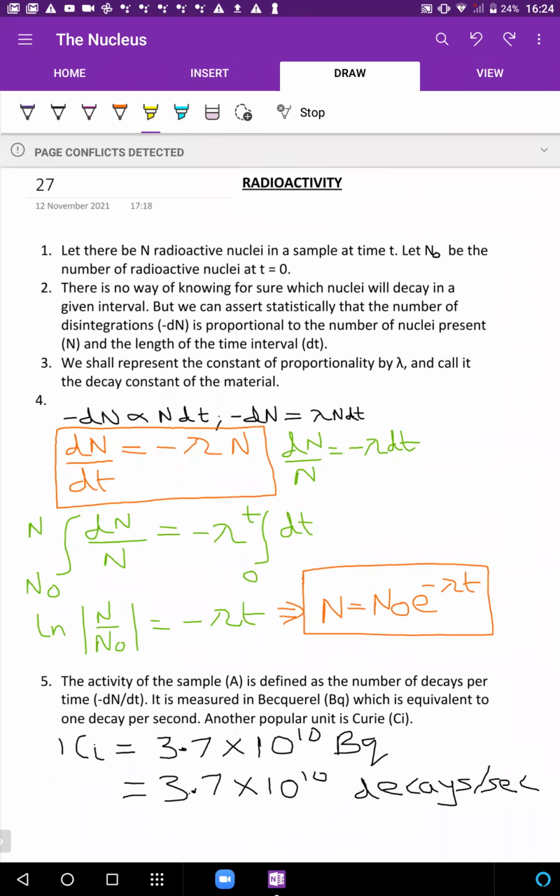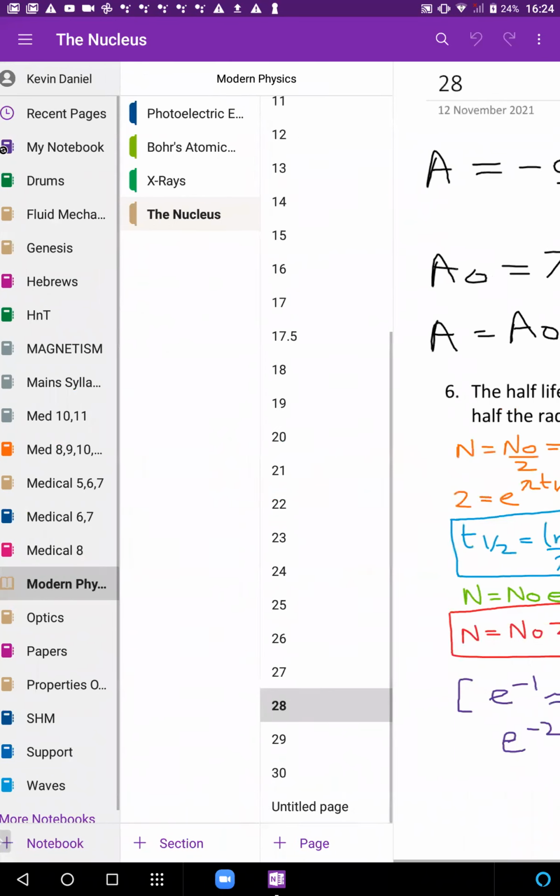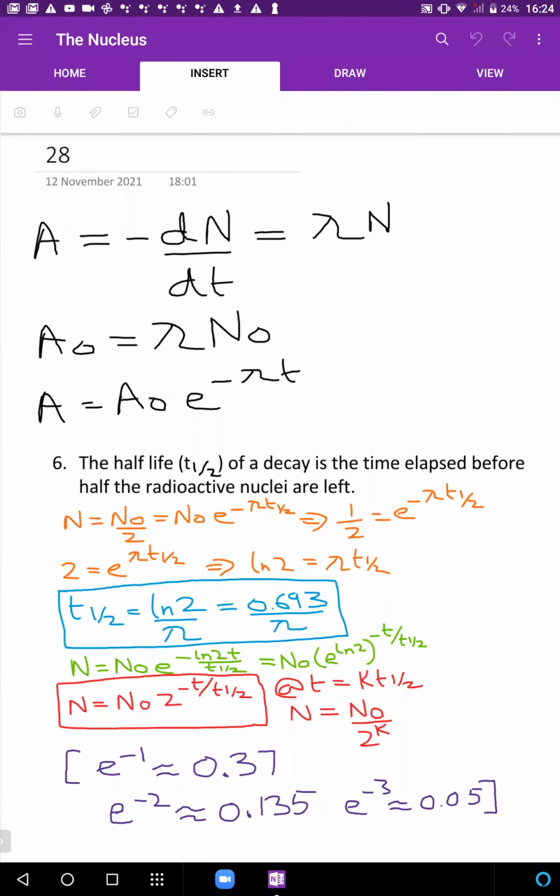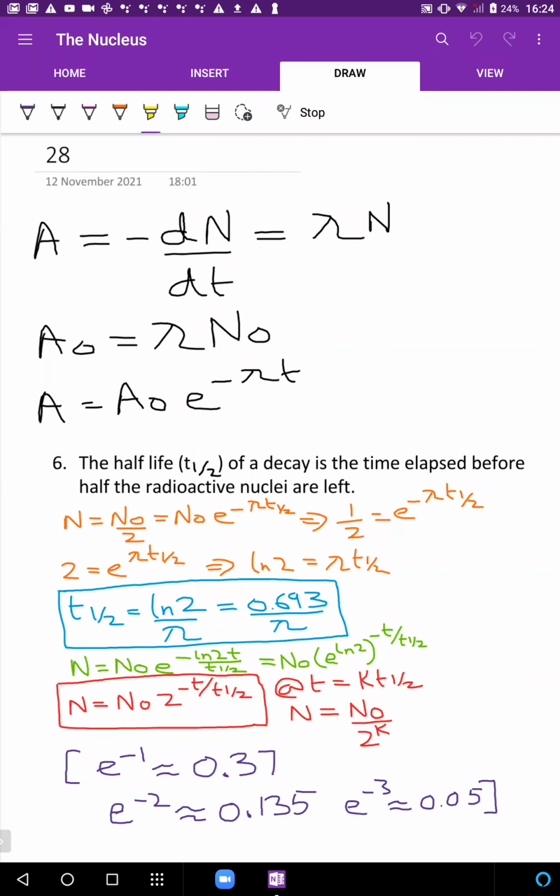Now, coming back to the definition of activity, activity was what? Number of disintegrations, meaning minus dN per unit time. So minus dN by dt. And dN by dt was minus lambda N. Minus dN by dt is lambda into N. So activity is lambda into N. Activity is a constant into the number of nuclei. In fact, activity will vary just like the number of nuclei varies, because it's just one constant into the number of nuclei.